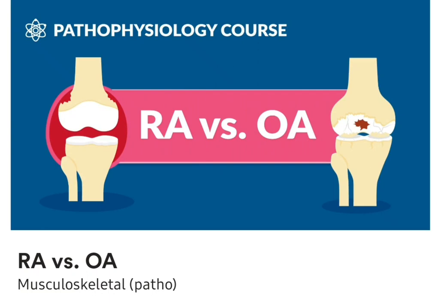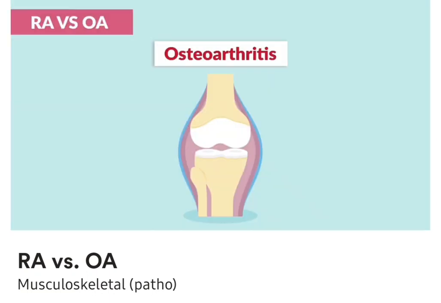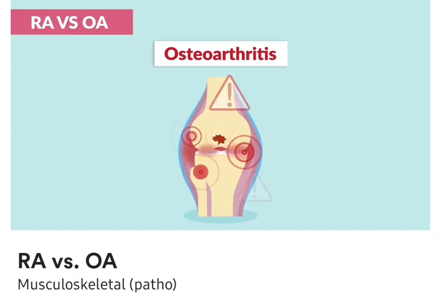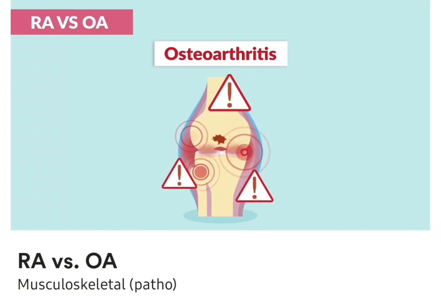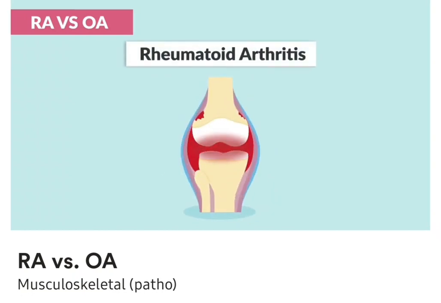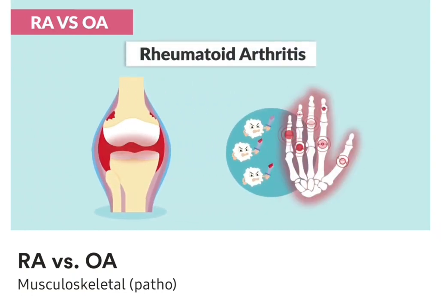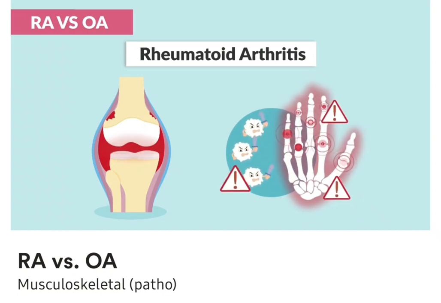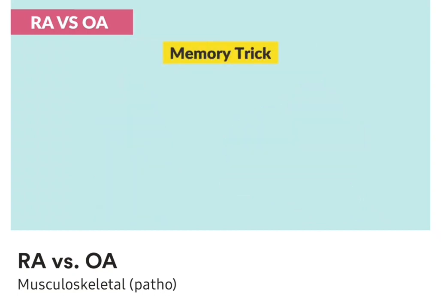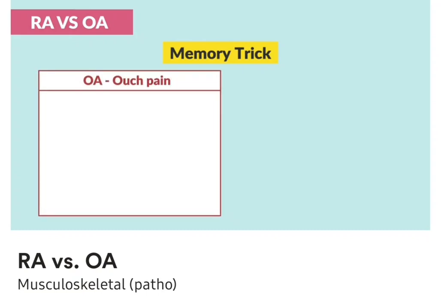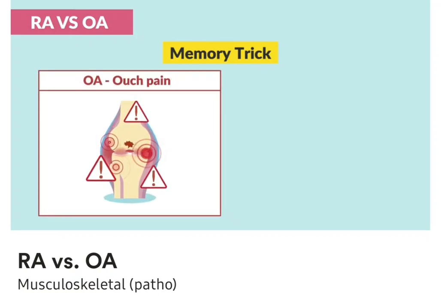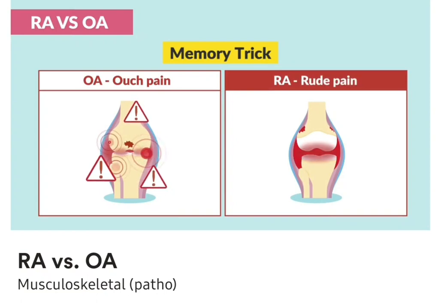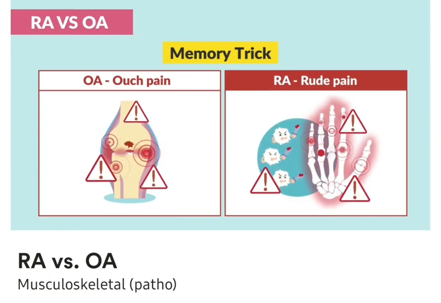Now for RA versus OA. Osteoarthritis, or OA, occurs when the protective cartilage cushion on the ends of the bones wear out over time, resulting in bone-on-bone friction, causing massive pain. Now, this is very different than rheumatoid arthritis, RA, where the body attacks its own joints and body, causing systemic inflammation. So the memory trick, think OA is ouch pain, bone-on-bone rubbing, and RA is rude pain. The body's attacking itself. So rude.